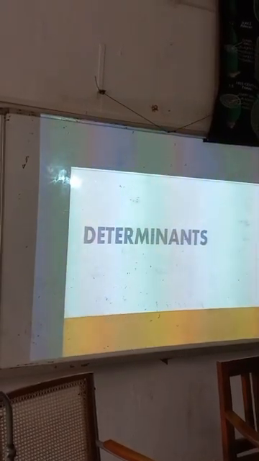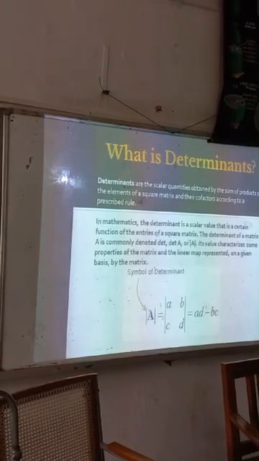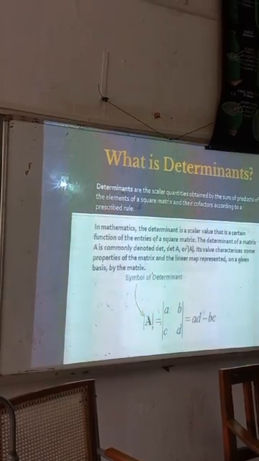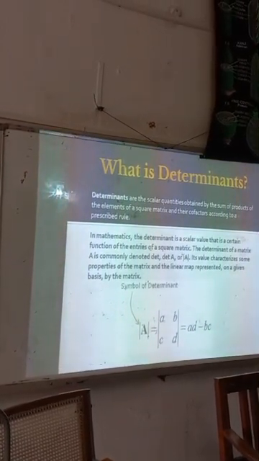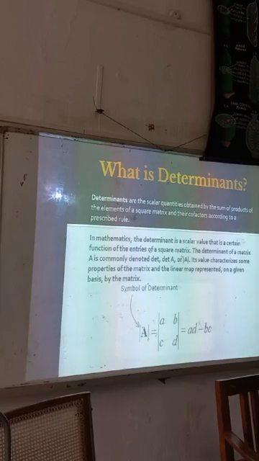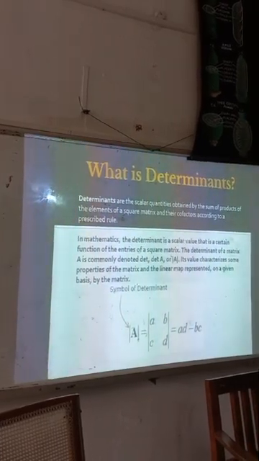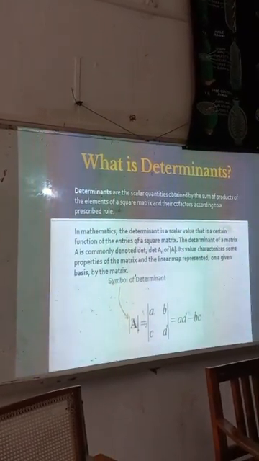Today we are going to study about determinants. First, we'll learn what determinants are. Determinants are the scalar quantities obtained by the sum of products of the elements of a square matrix and the cofactors according to a prescribed rule.